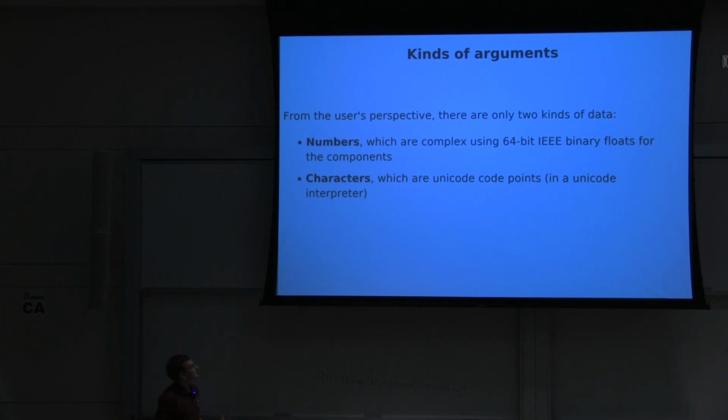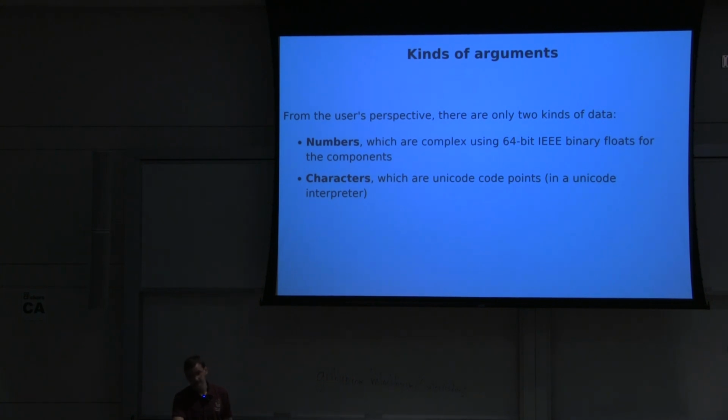So I'm going to start with arguments. What kinds of arguments do we have? We keep it very simple for the programmer, except when we don't. You have just numbers and characters. And conceptually, these are just floating point complex numbers. Like, say, JavaScript or Lua, we use only floats, only doubles. But actually, we also have complex numbers. And characters are just Unicode.